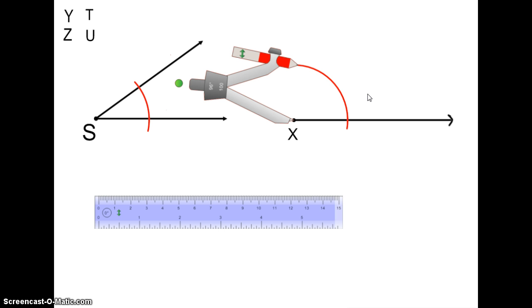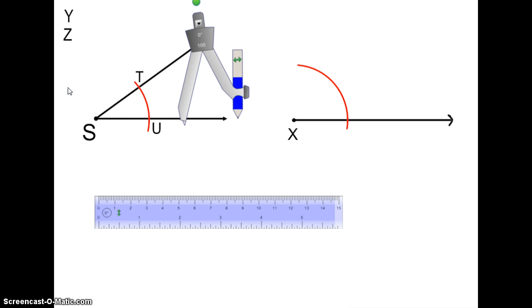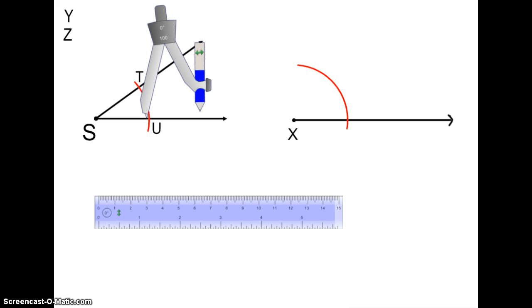Now what we need to do, and in the directions it says to label the points as T and U. So I'm going to label this point U and this point T. That way you understand when you go back for future reference. You don't always have to label the points this way. Okay? So now I'm going to change the color, and I'm going to take my compass and measure the width from T to U.